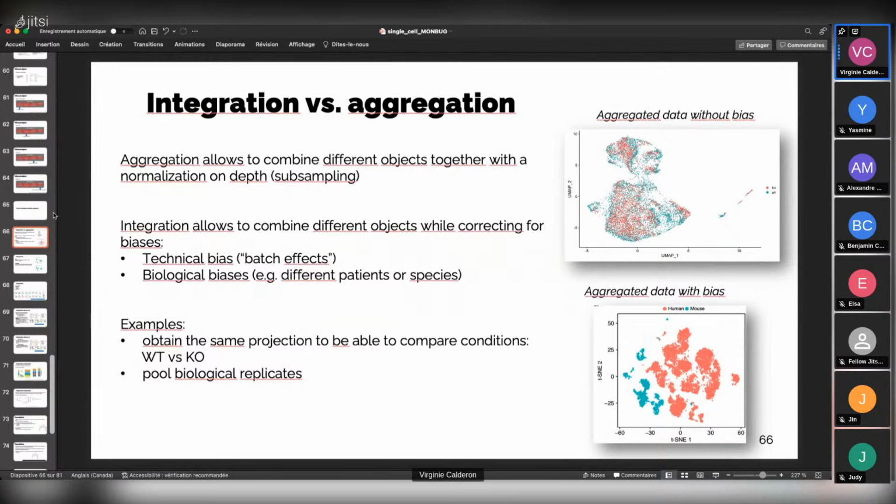Sometimes the aggregation is not the best option, so you can try the integration of data because it will correct for biases like technical bias and also biological bias. But when I say that it will correct for biological bias, sometimes it will remove too much biological bias and you will lose the information you want to extract from the difference between a wild type and a knockout. So it's not always the best solution.